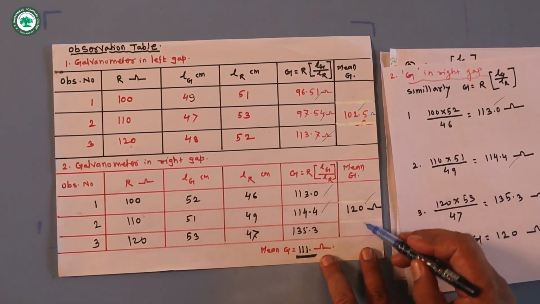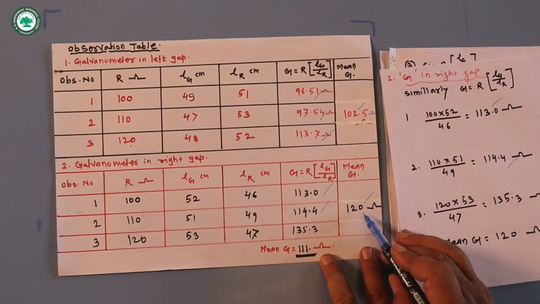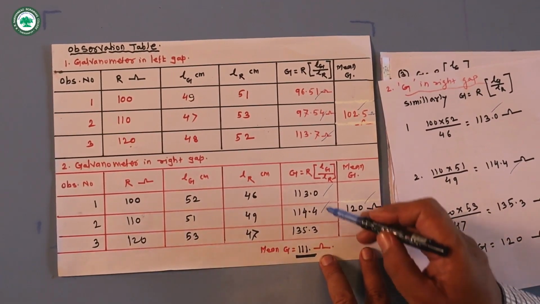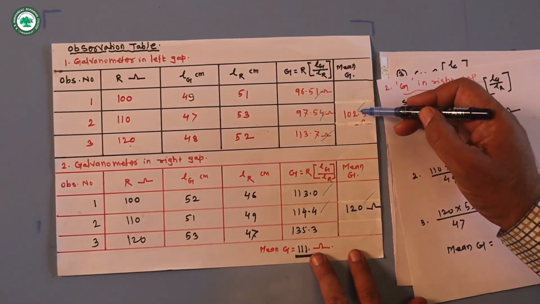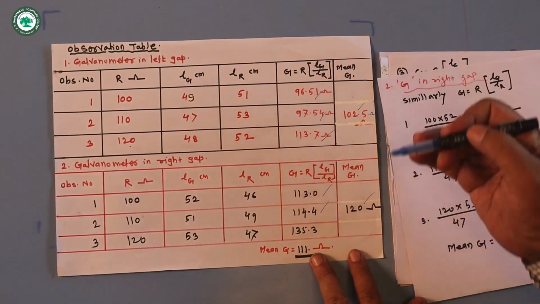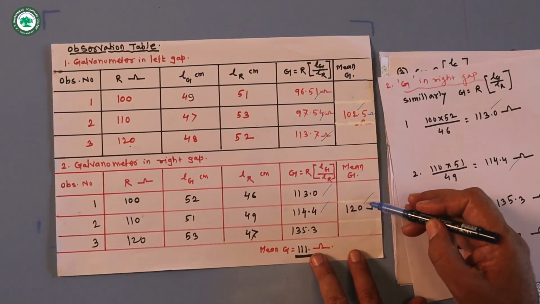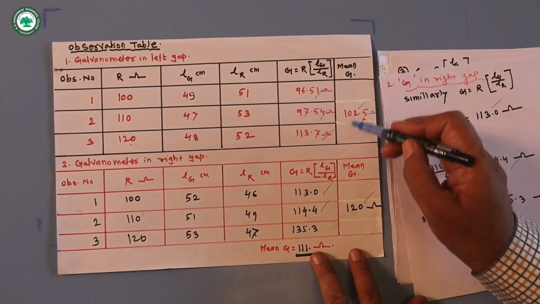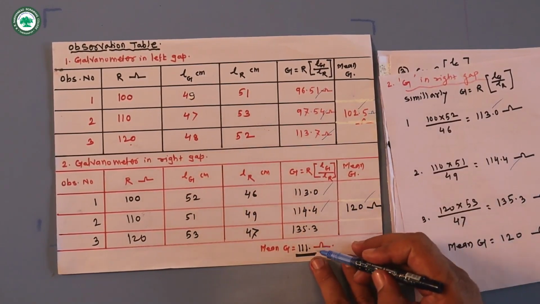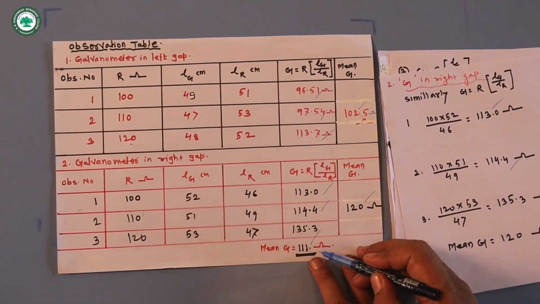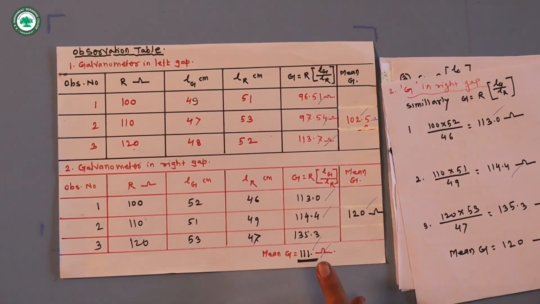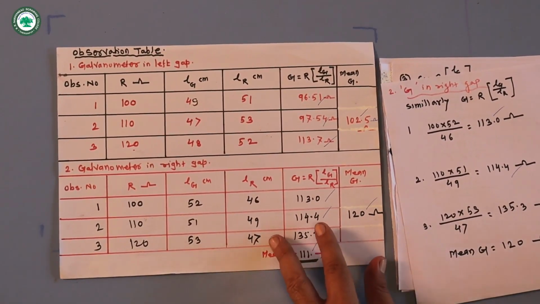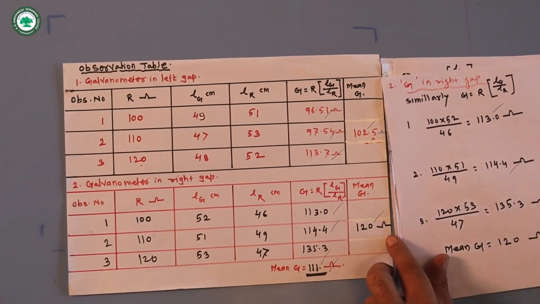Now find the mean, means take the addition of these 3, get 102.5 ohm, and now for interchanging, the value of G is 120 ohm. Okay, taking the mean of these three digits. Now again find the mean of these two, that is 102.5 plus 120 divided by 2. Mean of these two gets 111. So mean value of G is 111 ohm. Okay, this is the calculated value of G here.